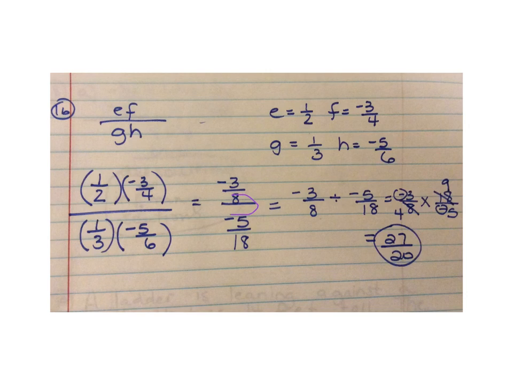Now remember, this sign right here stands for division. So I put negative 3/8 divided by negative 5/18. Division of fractions, you multiply by the reciprocal. So I did negative 3/8. Flip over the second one to 18 over negative 5. I did some cross canceling. The 8 became a 4, the 18 became a 9. I had two negatives, that makes a positive, so I end up with 3 times 9 is 27, 4 times 5 is 20, 27/20ths.